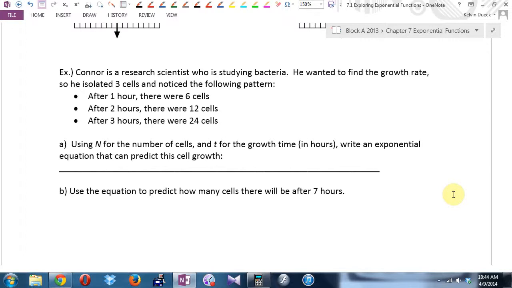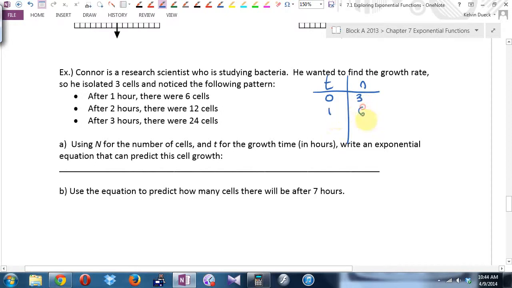You know what? Let's do a little chart here. T for time and N for number of cells. And so we noticed at time 0, there were 3 cells. We started out with 3 cells. After 1 hour, there were 6. After 2 hours, there were 12. After 3 hours, there were 24. After 4 hours, what? 48. After 5 hours, 96. I've spotted the pattern.